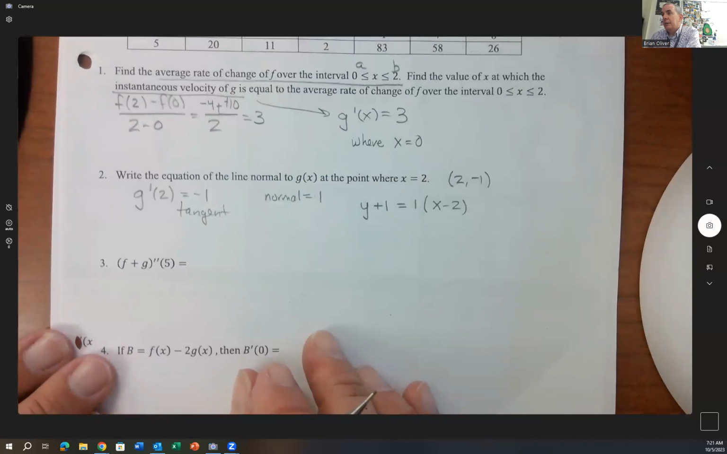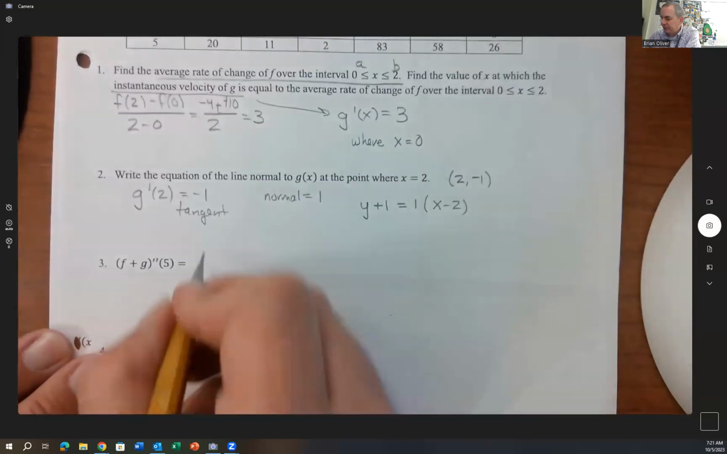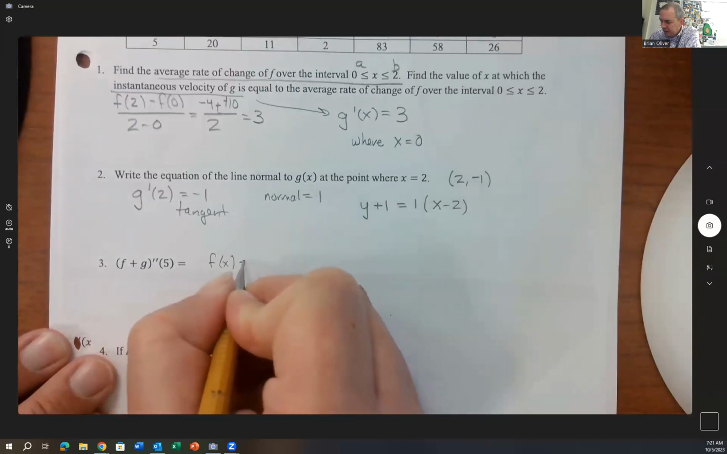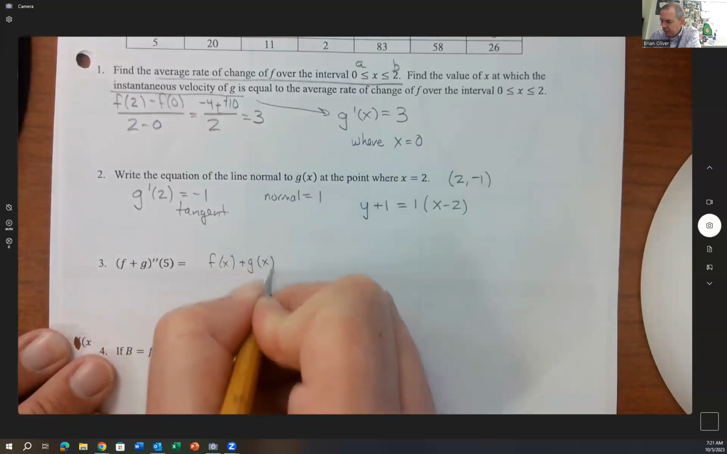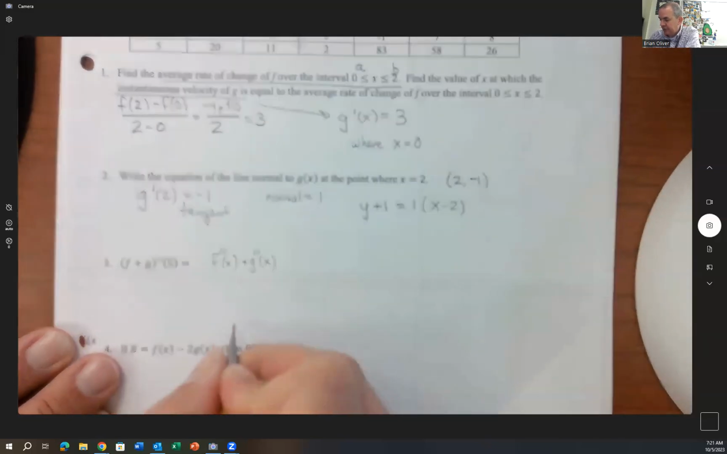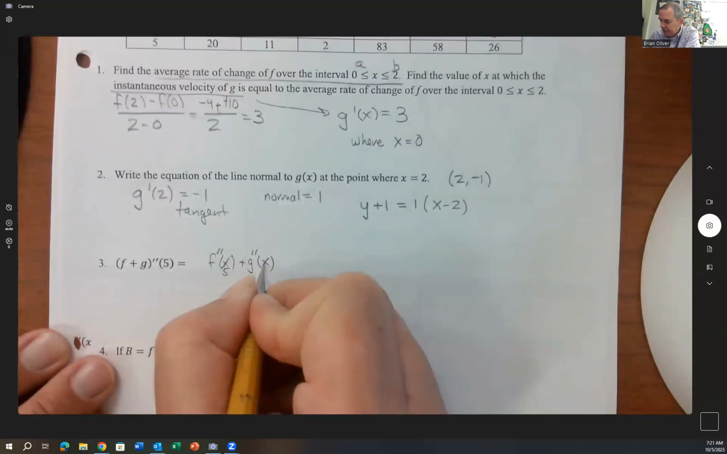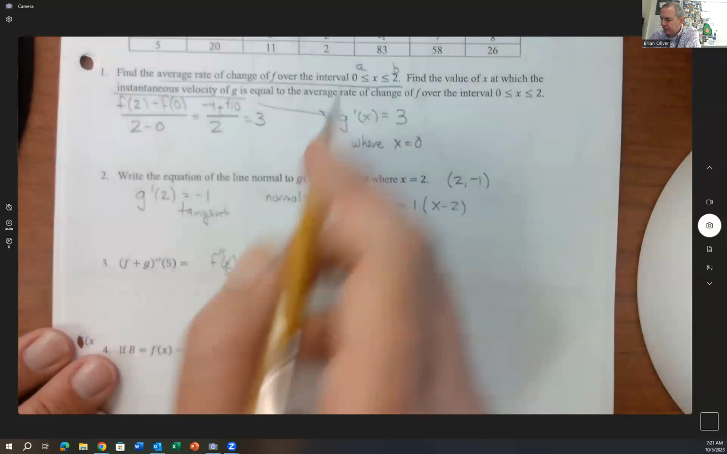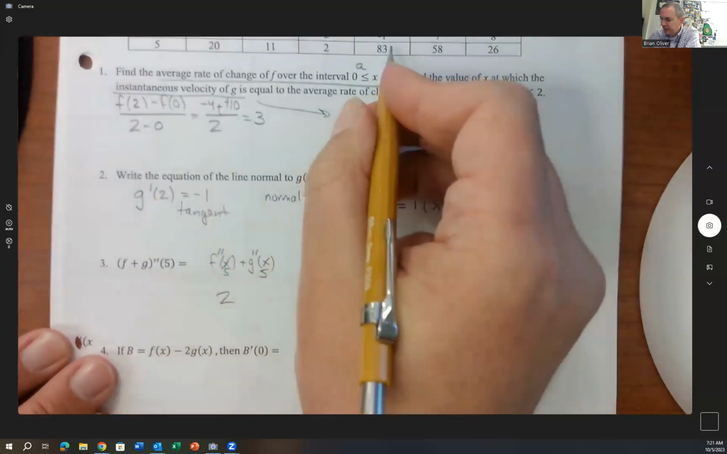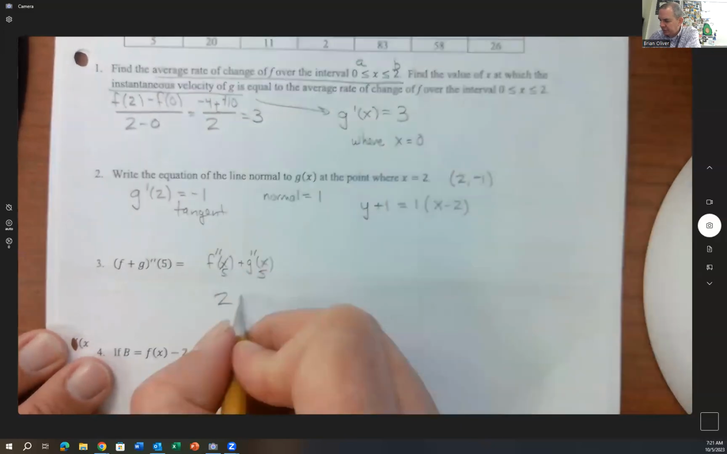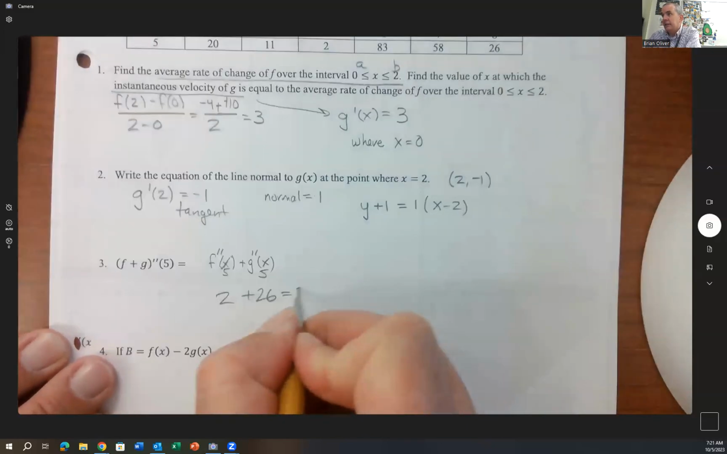f double prime plus g double prime. This is basically the same thing as saying, if we had f of x plus g of x and took the second derivative, it is literally just the second derivative of each piece at 5. So f double prime of 5 is 2. G double prime of 5 is 26. 2 plus 26 gives me 28.